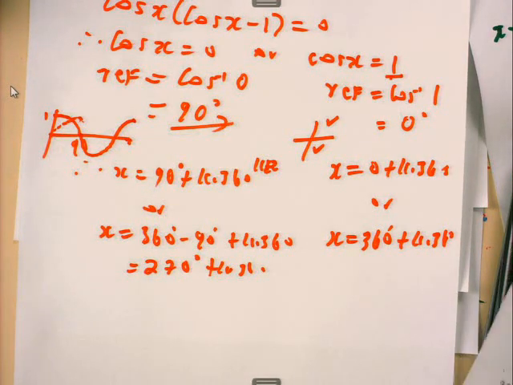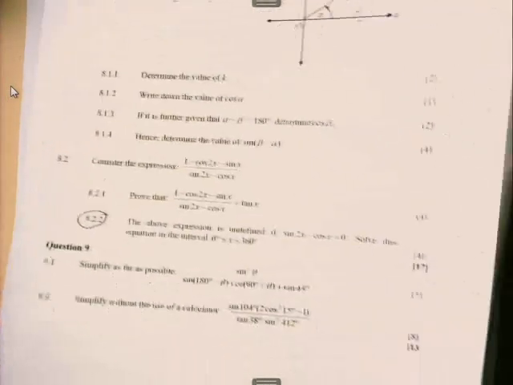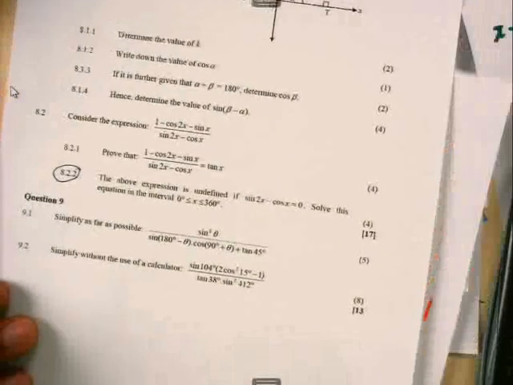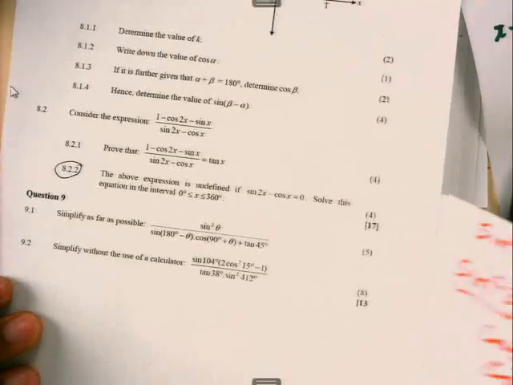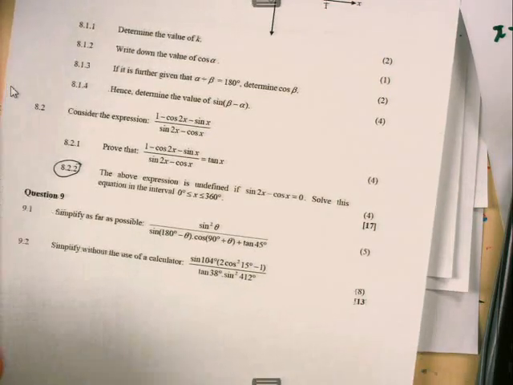Right, boys and girls, sometimes, especially when we prove the identities, when you look at 8.2, they say consider the expression. Here the expression is given. Then we are fine with that. Now we move now to 8.2.1. Now they say prove that the identity 1 minus cos 2x minus sin x divided by sin 2x minus cos x is equals to tan x, right?